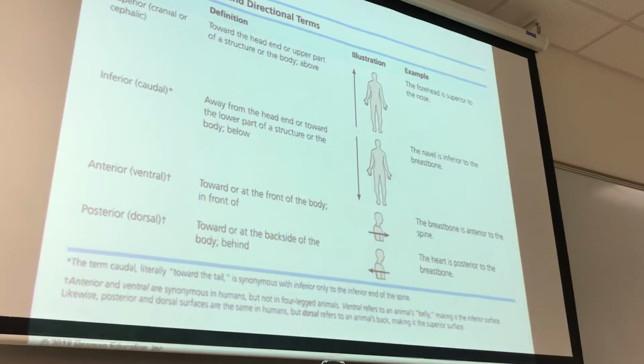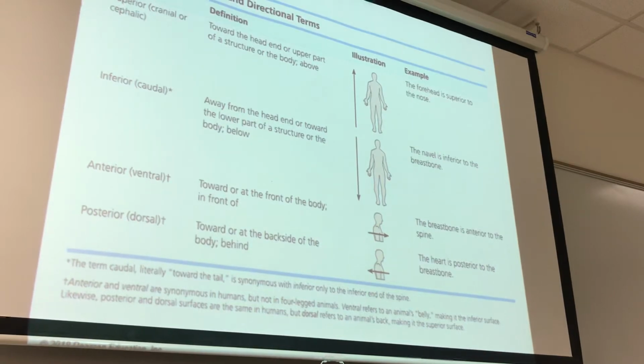Superior means closer to the head. Inferior means farther away from the head. So if I was to give you two points, like if I was to say my nose is blank to my chin, what term would be correct? My nose is superior to my chin because my nose is closer to the top of my head than my chin is, correct?